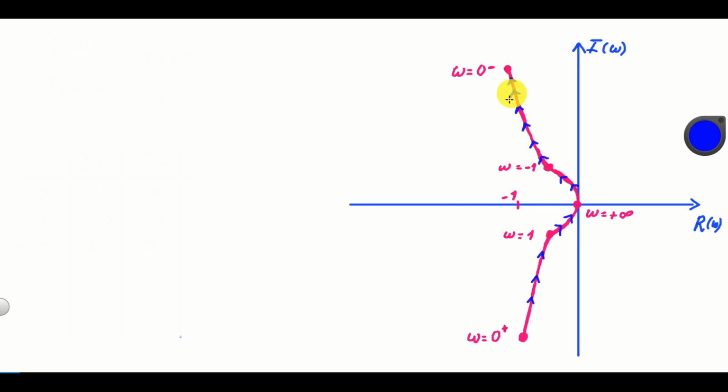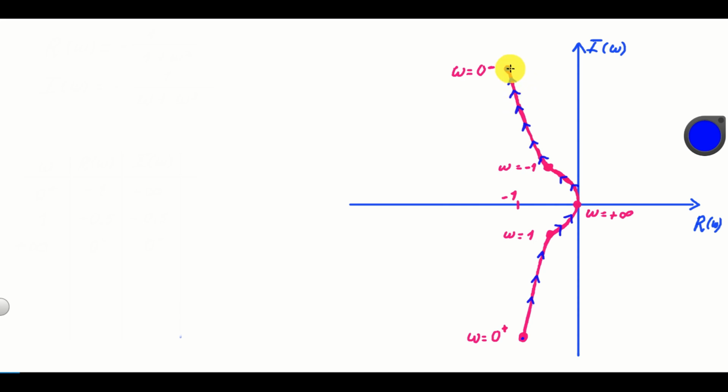However, the Nyquist plot is not complete. Namely, we are missing the third branch. This third branch will tell us how we transition from omega is equal to 0 minus to omega is equal to 0 plus. Obviously, for omega close to 0, either from the left or the right side, we are somewhere at infinity. That is, we are somewhere over here.